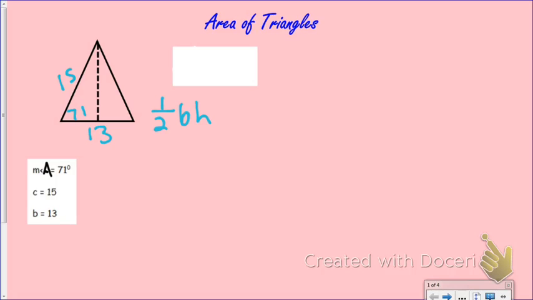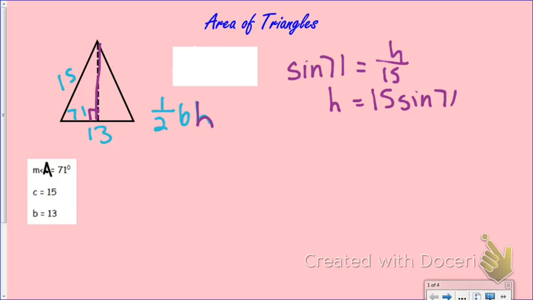Well, I already know the base is 13. But what I don't know is the height. So I would need to solve for that. So what I'm going to do is solve for my height. For that height, I could use basic trig because I know that has to be a right angle. And I would know that the sine of 71 degrees would be equal to my opposite side, which is my height that I don't know, over my hypotenuse, which is 15. So that means that my height, let's call that h so it's not confusing, would have to equal 15 times the sine of 71.